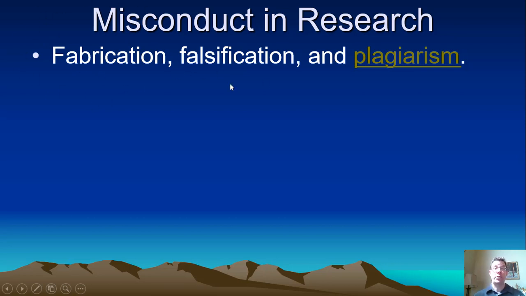Falsification is several steps further. It's just making the data up. You didn't really collect any data, you just made it up. So that's kind of the worst possible thing you can do, obviously. And then plagiarism. And you can plagiarize other people's work.